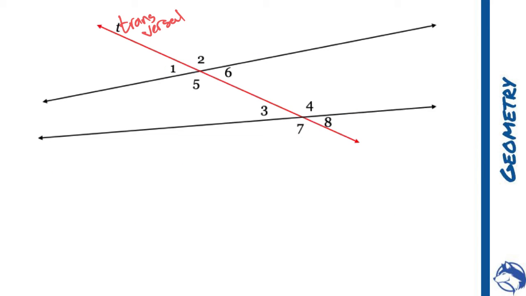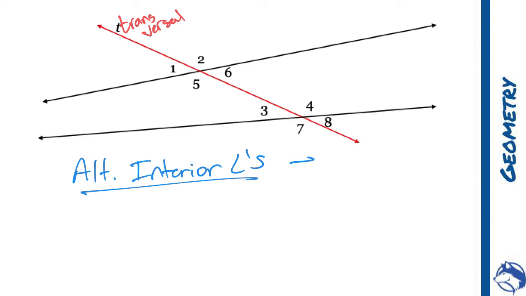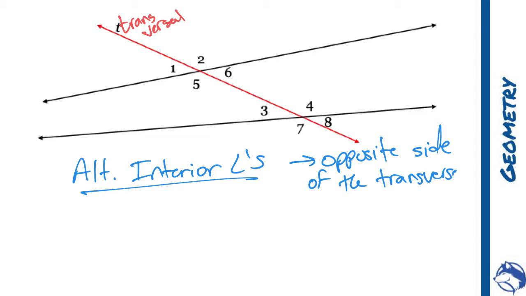Now let's take a look at another angle relationship. We're going to call it the alternate interior angles. These are on the opposite side of the transversal, and they are on the inside. What I mean by the inside is that they're in between the 2 lines.